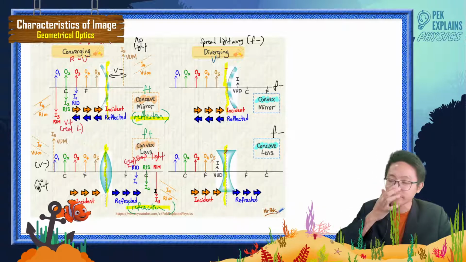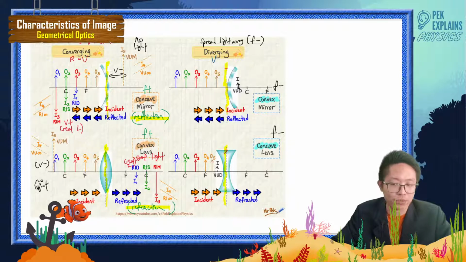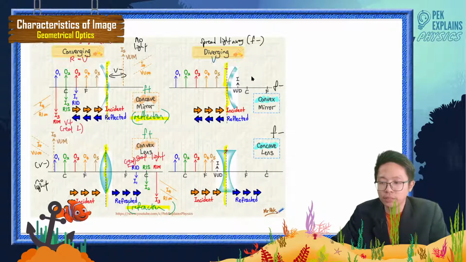Okay. And then for diverging mirror and diverging lens. The diverging mirror can only form a virtual image. So of course the image is formed at the place with no light. The reflected light is at the left hand side, so the virtual image is over here. You see that? Opposite to the reflected ray. The virtual image is here, opposite to the object.